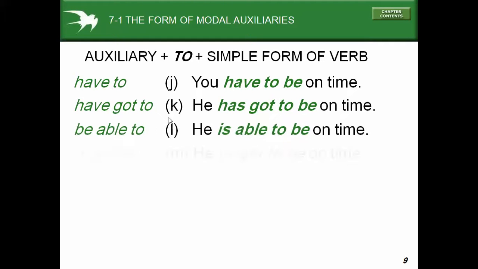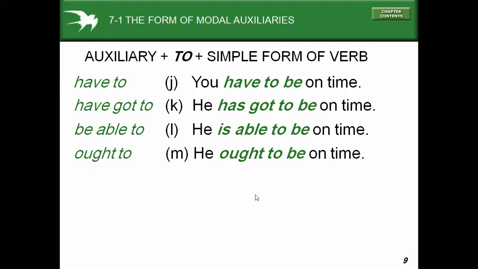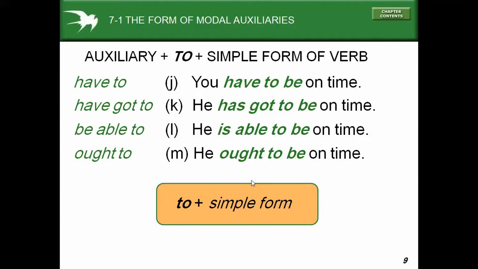Have to, got to, have got to, be able to, ought to. You have to be on time. He has got to be on time. He is able to be on time. He ought to be on time. Here, to is followed by the simple form.